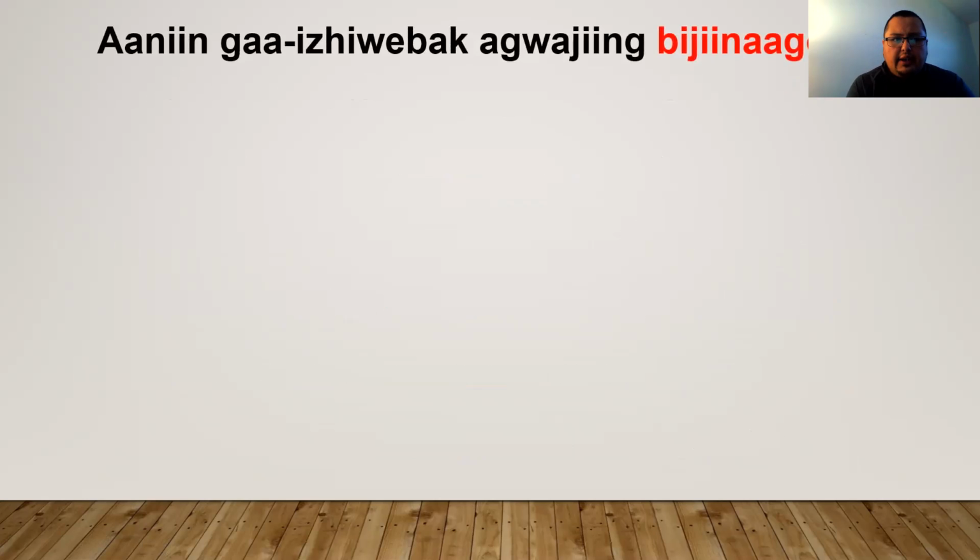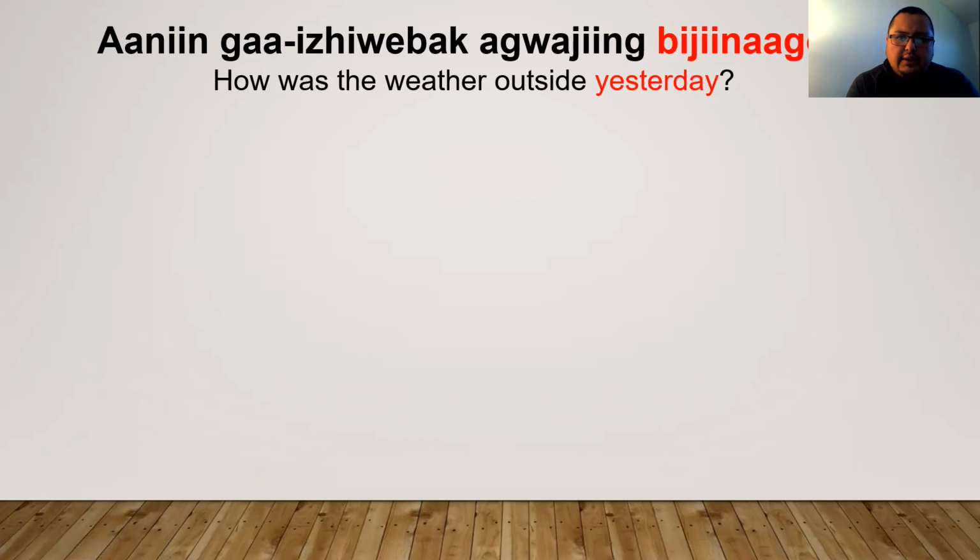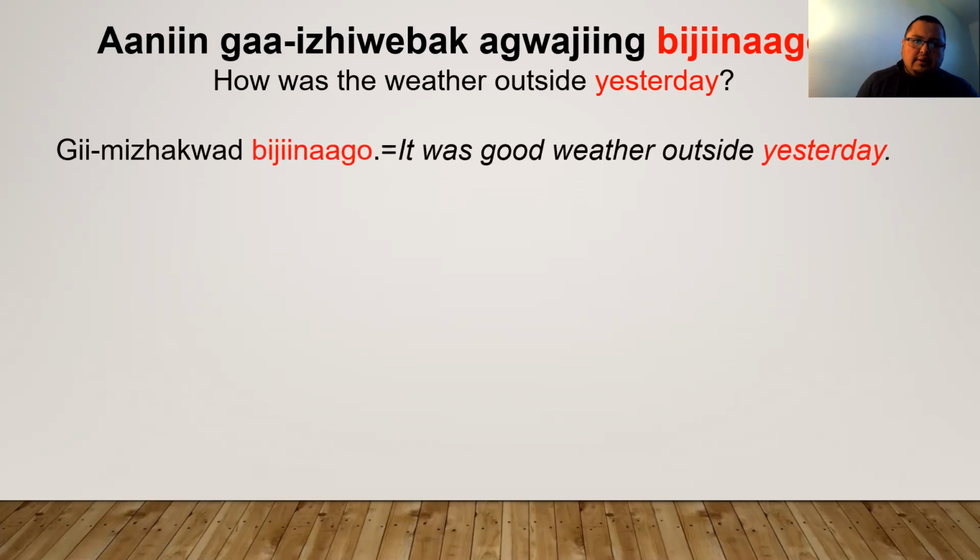Our next 5, we have Aaniin ga ezhiwebak agwajiing bijinago. I don't know if you can see behind my picture here, there's a question mark right in here. Aaniin ga ezhiwebak agwajiing bijinago. How was the weather outside yesterday? So here's our Aaniin, how, ga, past tense, was, ezhiwebak, the weather, agwajiing, outside, bijinago, yesterday.